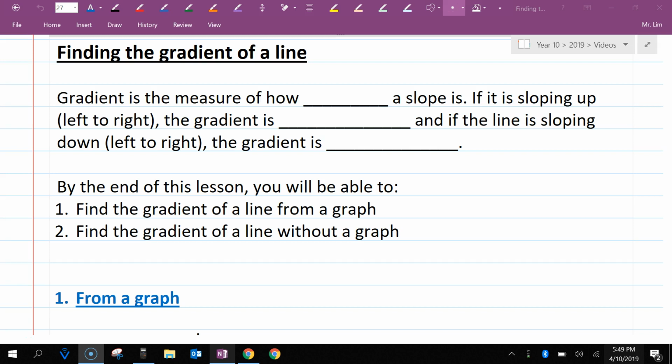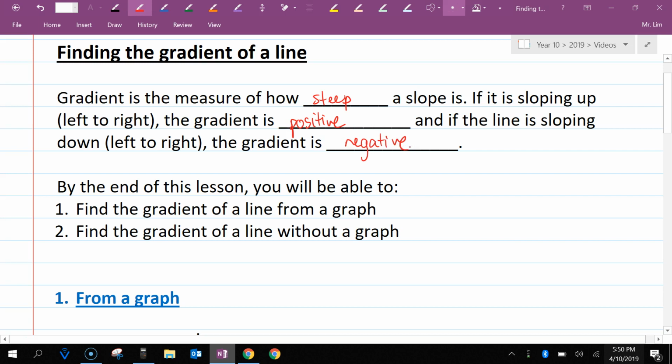In this video, we're going to be looking at how to find the gradient of a line. So the first thing we need to do is define what gradient means. Gradient is a measure of how steep a slope is. So if it's sloping up from left to right, the gradient is positive. And if the line is sloping down from left to right, the gradient is negative.